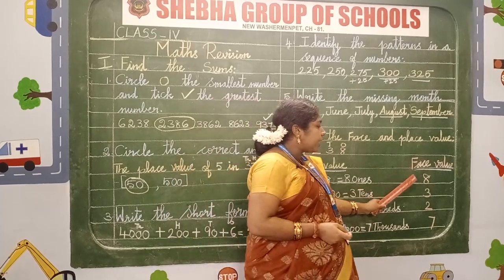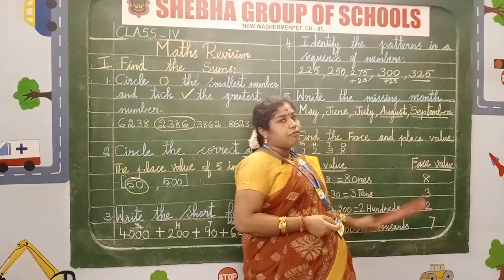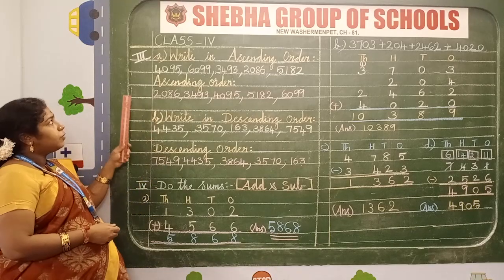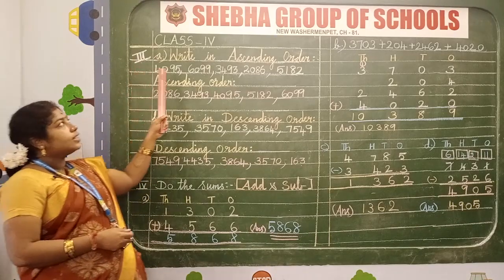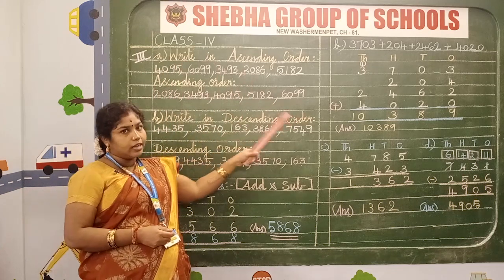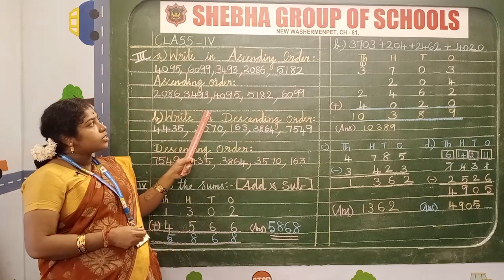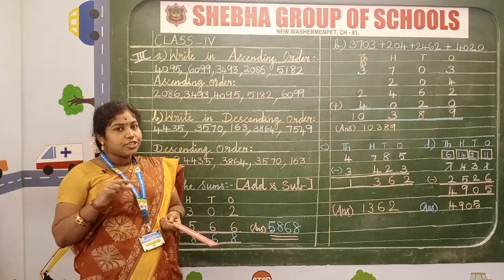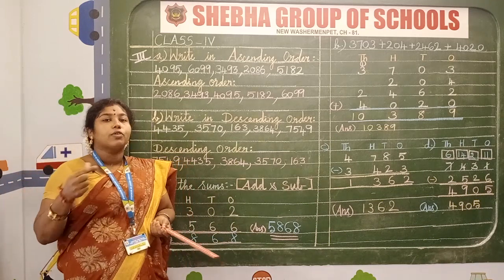So we have to express only the numbers of face value. Are you clear, children? Students, we move on to the third Roman letter, that is, write in ascending order. They have given a set of sequence of numbers. So, ascending order, what is ascending order? Arranging the numbers from smaller to greatest number.